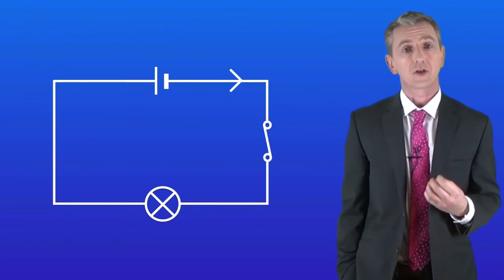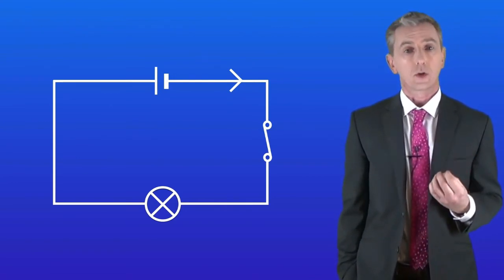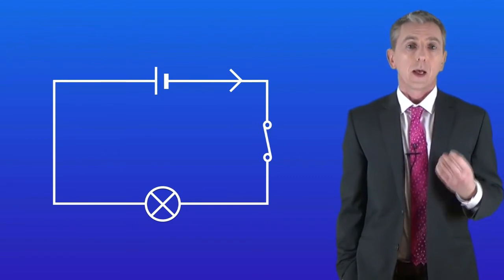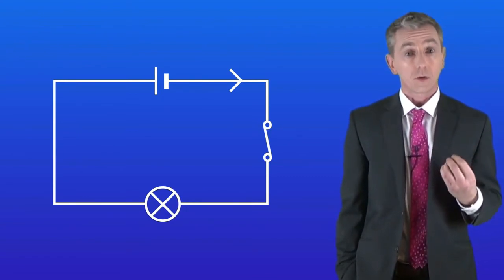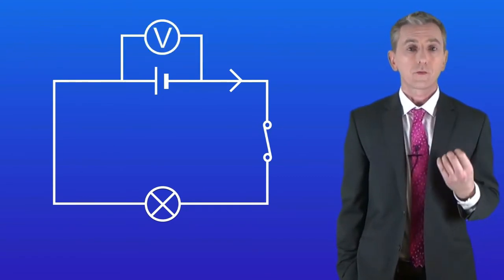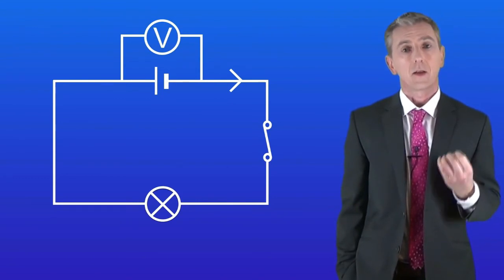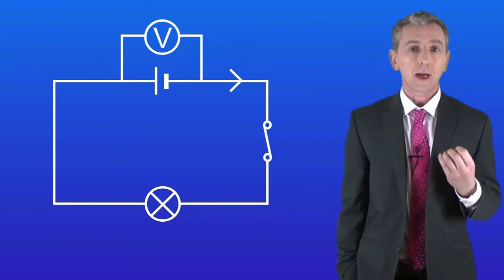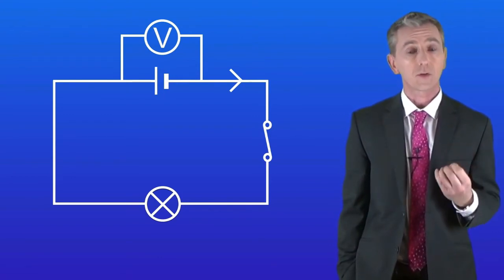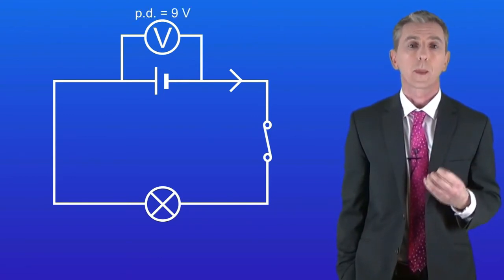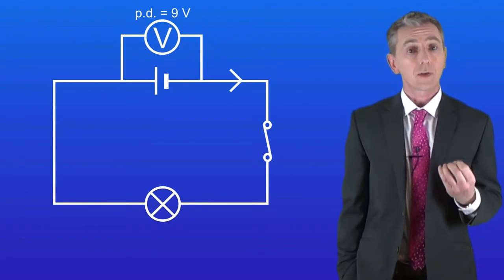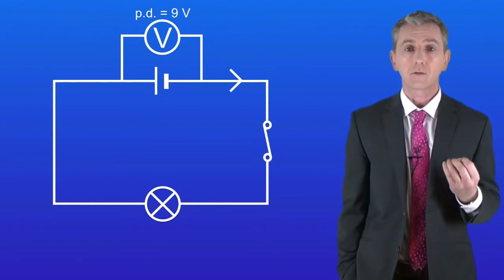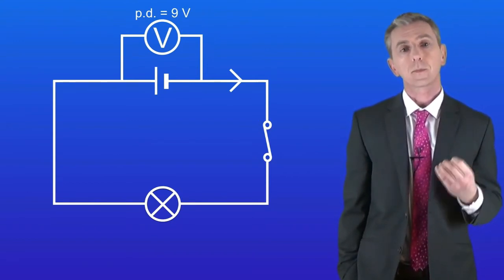So how do we measure potential difference? Well, scientists use a voltmeter. I'm going to place a voltmeter across the cell like this. The voltmeter measures the energy that the electrons are carrying when they leave the cell. Let's imagine that the potential difference across the cell is 9 volts. That means that the electrons leaving the cell are carrying 9 volts of energy.